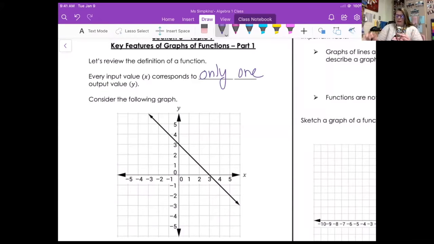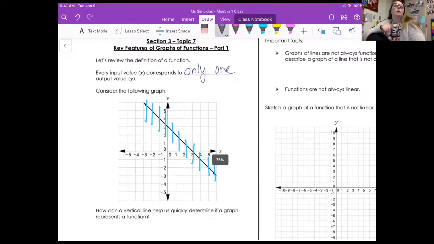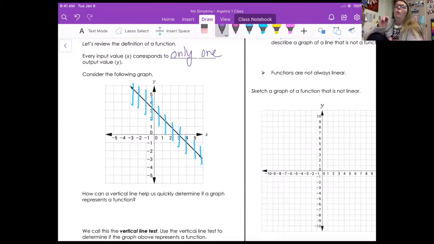So I want you to take your highlighter or colored pencil, and I want you to draw some vertical lines on this diagonal. So just as many as you want all over it, just draw some vertical lines. So by drawing these vertical lines, we can tell that this is a function. And the reason why it's a function is each of those vertical lines is only touching that diagonal one time. So for each line we draw, it's only touching it once.